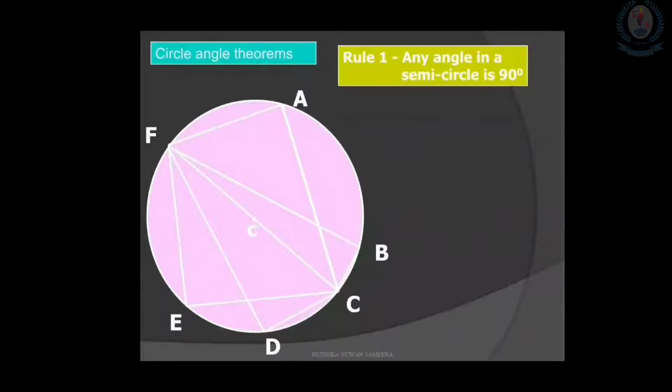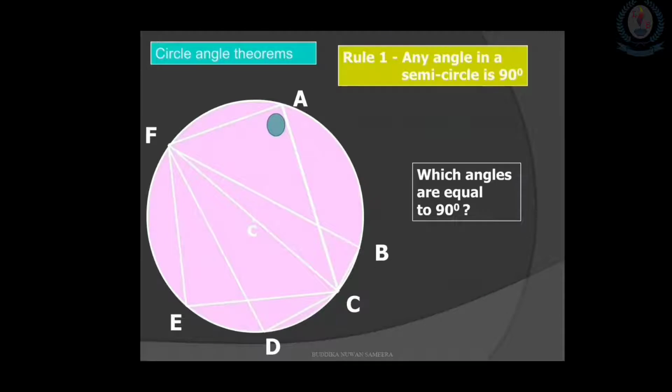There are a lot of circle theorems. Theorem number 1: any angle in a semicircle is 90 degrees. As an example, in this diagram you can see FC is the diameter of the circle. So, which angles are equal to 90 degrees? Angle A should be a 90 degree angle because FC is the diameter of the circle, and angle B also should be a 90 degree angle.